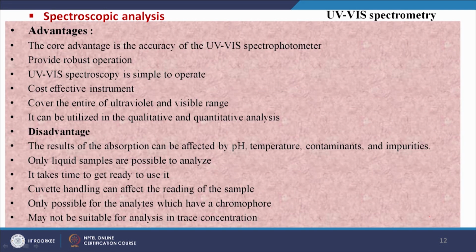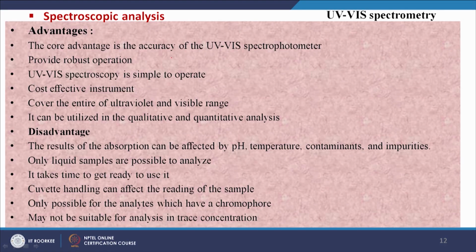So, UV visible has some advantages as well as disadvantages. The core advantage is the accuracy of the UV visible spectrophotometer, which provides robust operation. UV visible spectroscopy is simple to operate, a cost effective instrument, and covers the entire ultraviolet and visible range. So, it can handle a wide range of wavelengths, and it can be utilized in quantitative and qualitative analysis. It has many disadvantages as well.